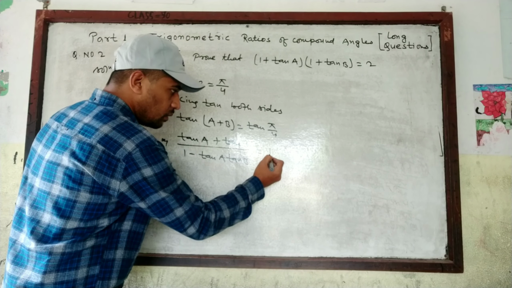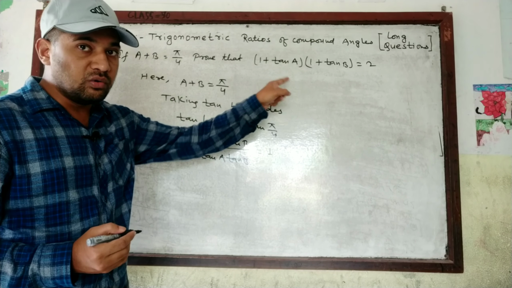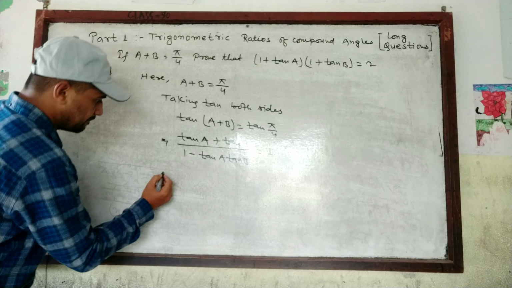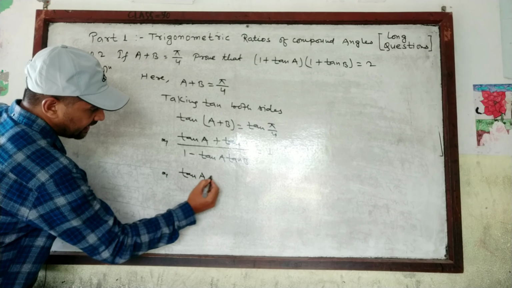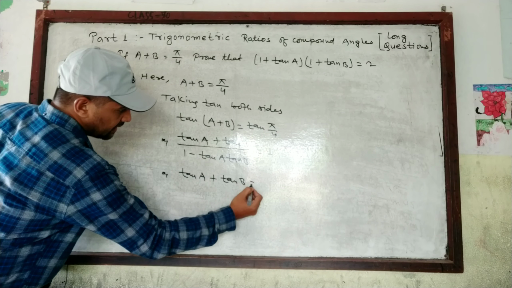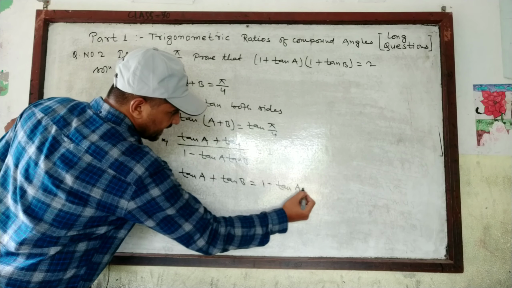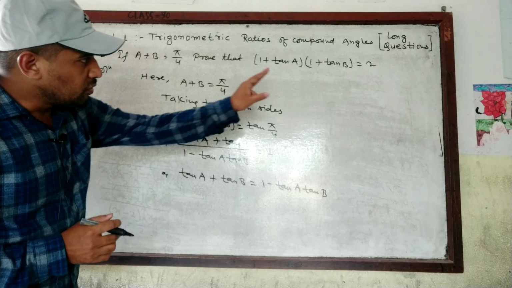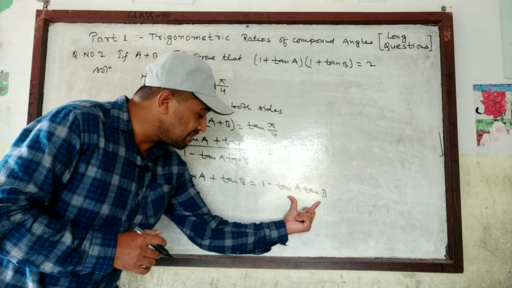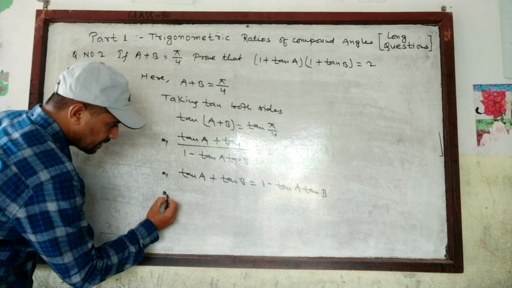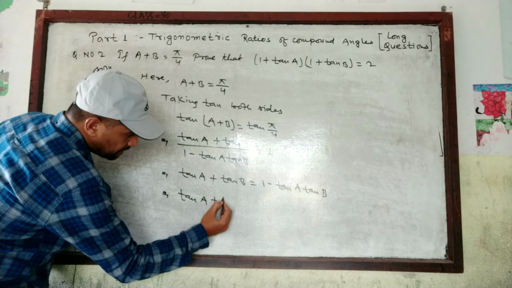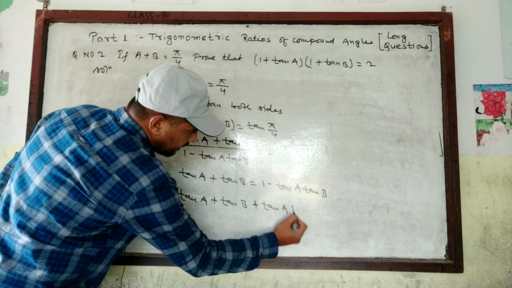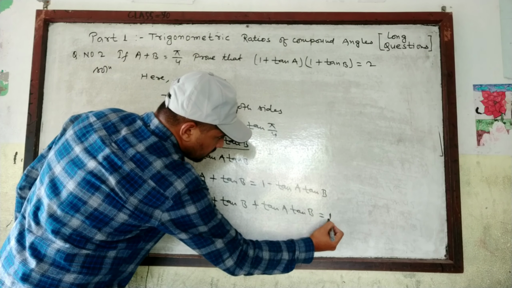So what do we have to write here? 1. After this we have to prove it. Look here, we have to convert this into the form of the required pattern. So let's cross multiply. Tan A plus tan B is equal to 1 minus tan A tan B. After this, we now have to take the term tan A tan B to the left side. So tan A plus tan B plus tan A tan B is equal to 1.